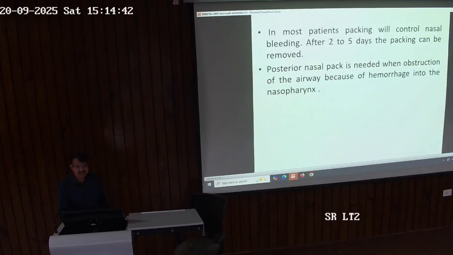In most patients, packing will control nasal bleeding. After 2 to 5 days, the packing can be removed. Posterior nasal pack is needed when there is obstruction of the airway because of hemorrhage into the nasopharynx. If the bleeding is not controlled by anterior nasal packing, then posterior nasal packing should be done. That is done by the catheter.